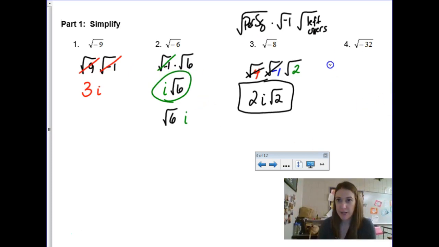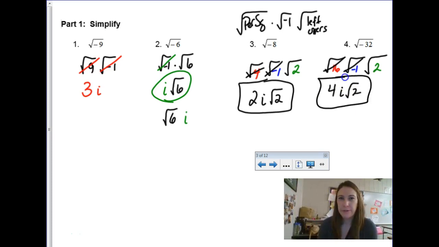So using that same pattern here, 32 has a pretty big perfect square inside of it, so make sure you go big enough. It is 16 times 2. So I'm going to put the 16 in this front one, and the 2 in the leftovers part. Negative 1 right in the middle. So square root of 16 is a 4. Square root of negative 1 is an i. And then square root of 2 is square root of 2.